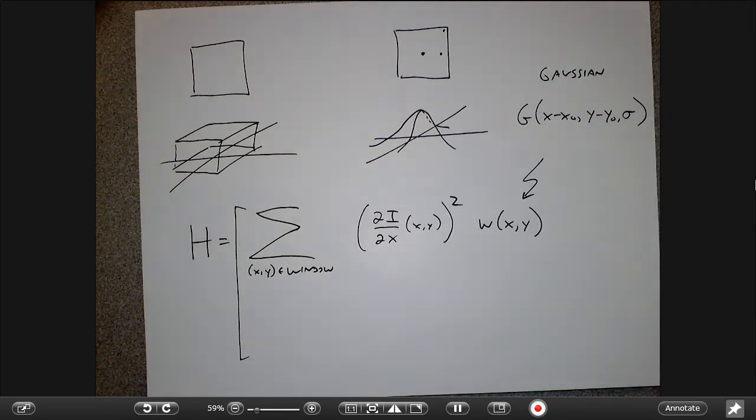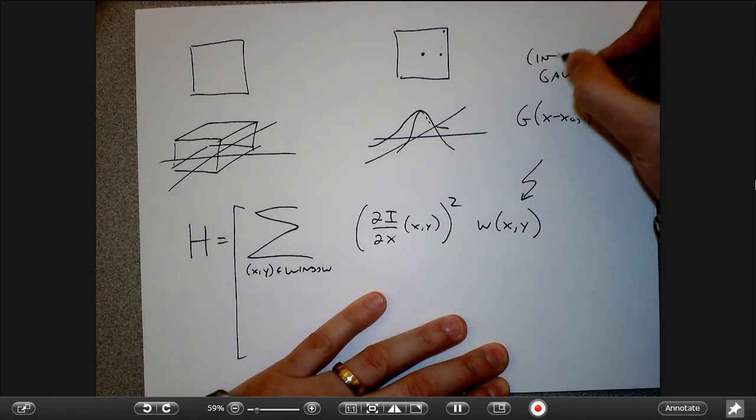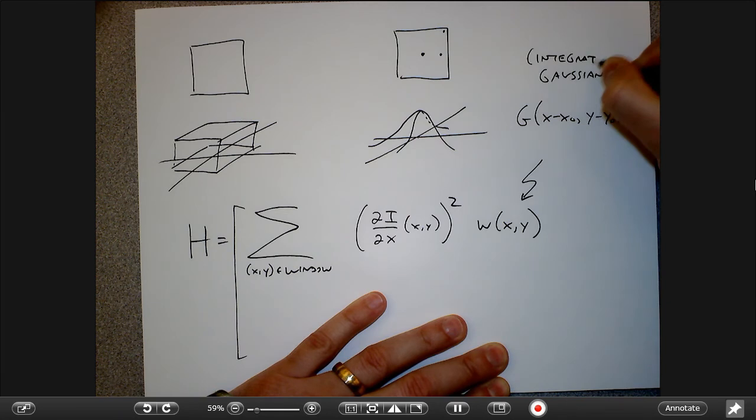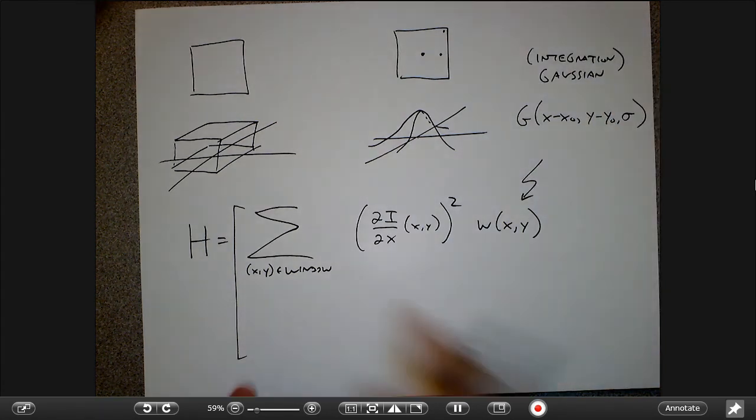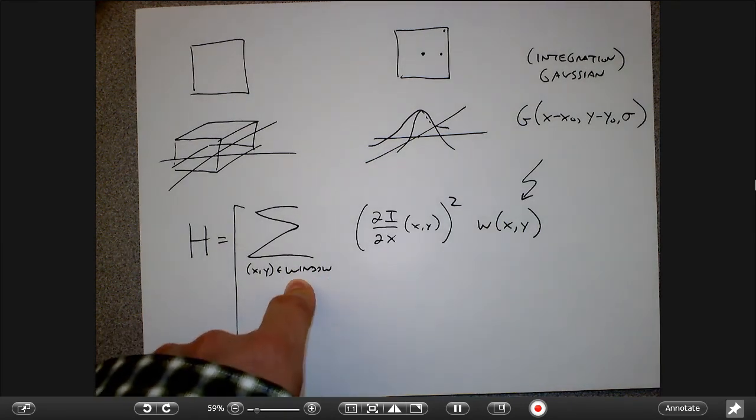And I'm going to call that the integration Gaussian, right? Because what I'm doing here is I'm summing up a bunch of things, right? So this is similar to integration. It's like saying, okay, well, over what region do I really care about pixels around my block, right? In fact, I could almost throw out this window entirely.